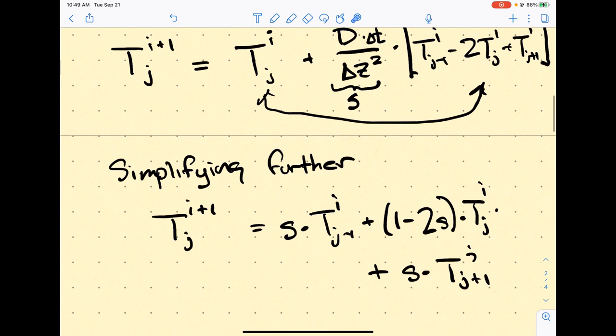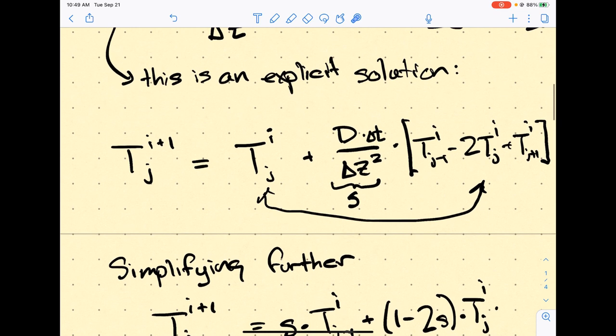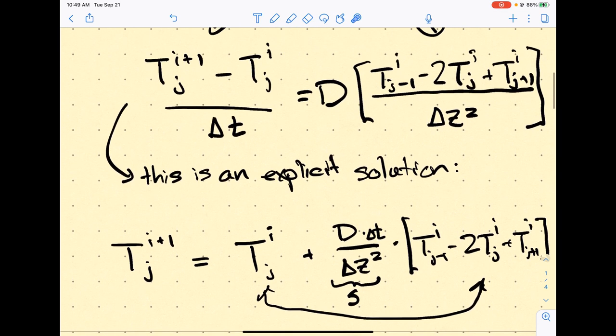So we'd like to avoid that if possible. So the question we ask is, can we formulate this solution in such a way that we can get something that's unconditionally stable, that solves without having to worry too much about what the temporal and spatial step sizes are?